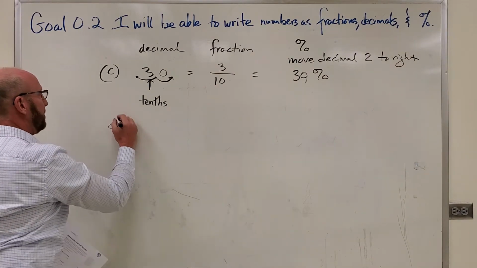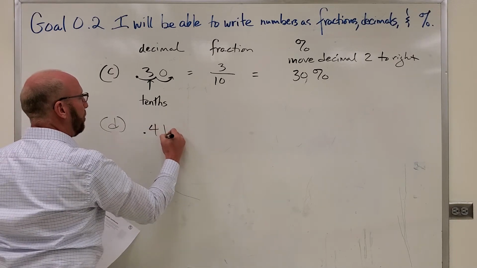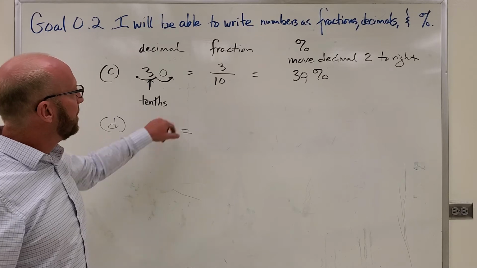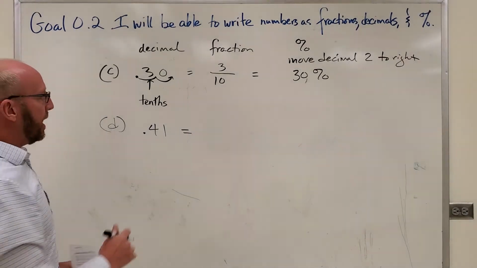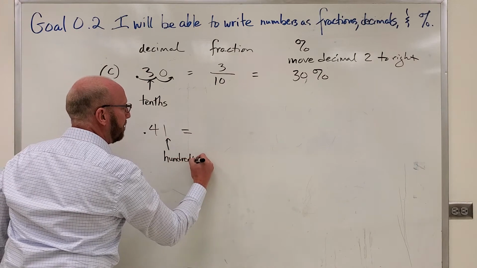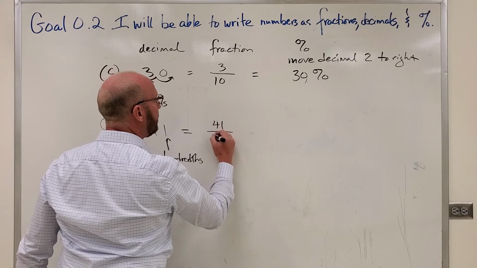Let's do another one. Letter D. Let's do 0.41. 41 hundredths. To write it as a fraction, I look at the last digit. It's in the hundredths place. So this is 41 hundredths, 41 out of 100.